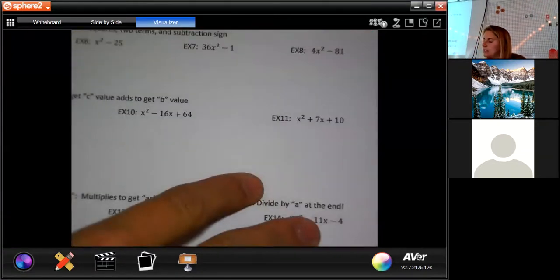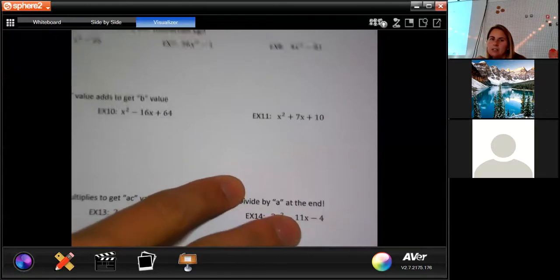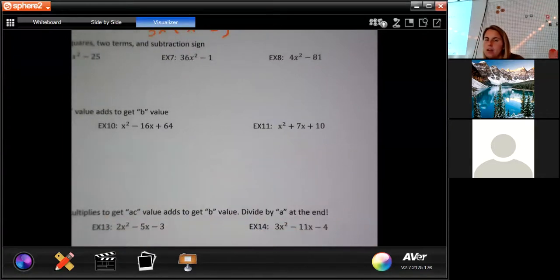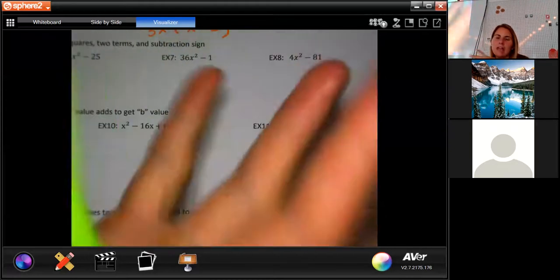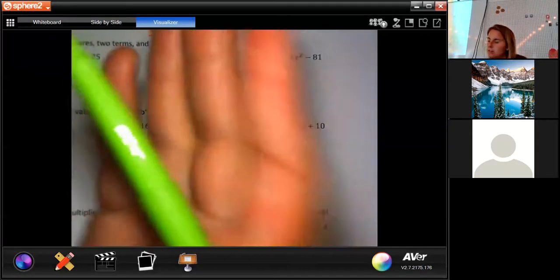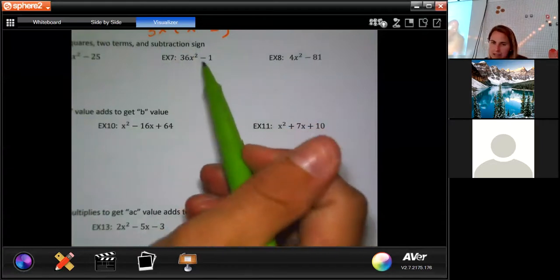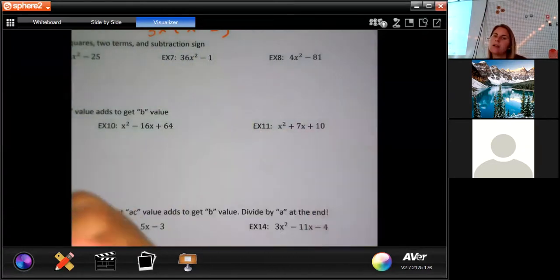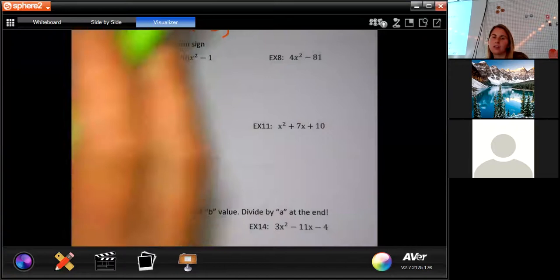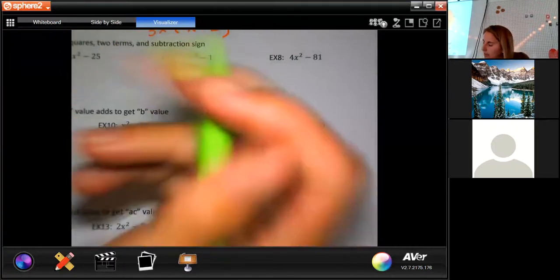All right, go to example 7. So same thing, it looks a little different because there's a number here in front, but that's okay. Everything is still a square. 36 is a square, x is being squared, 1 is a square, and you're having a subtraction sign. So it's still a difference of squares.